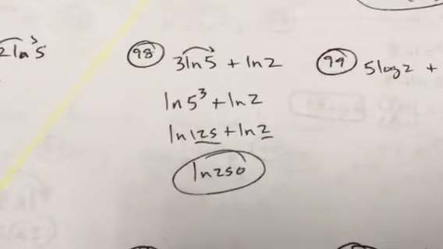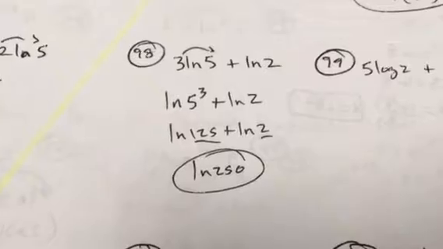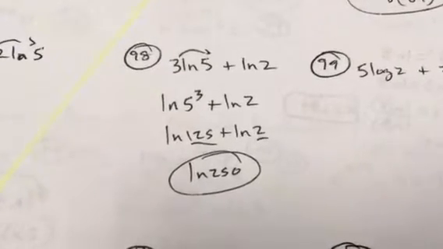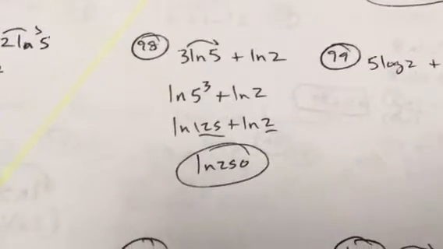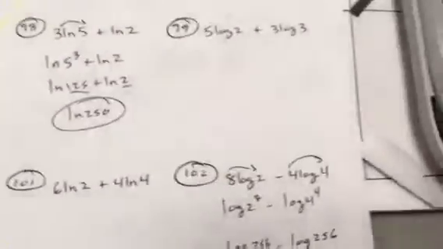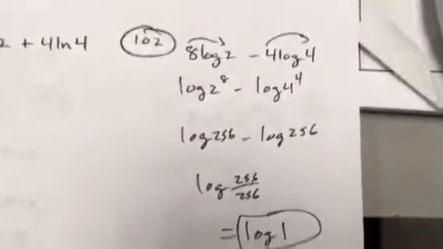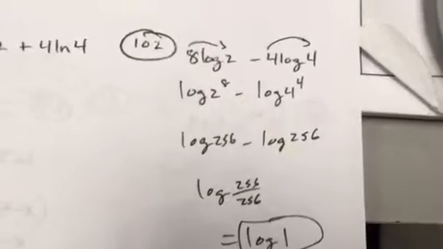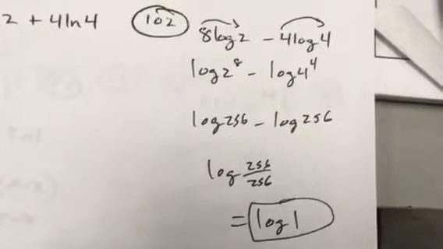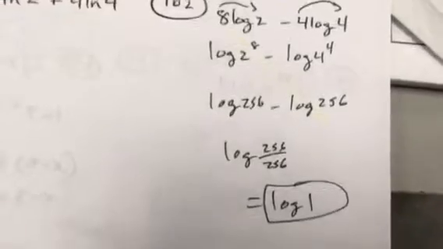All right, you do 3 as an exponent. 5 to the third gives you 125. No exponent there needed, so it's just plus natural log 2. 125 times 2 is 250. And this last one here, 2 to the 8th is 256. 4 to the 4th is 256. Subtraction means division. 256 divided by 256 is just log 1.